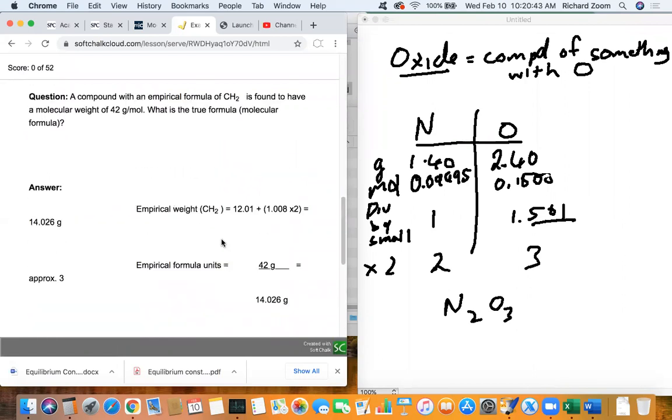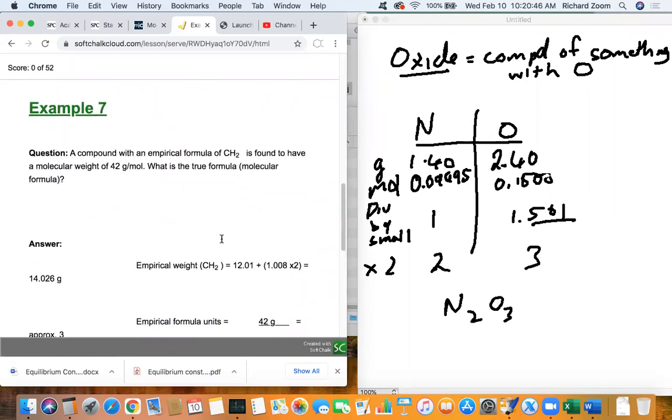Okay, let's look at the true formula. So when I'm finding an empirical formula, I don't know exactly what the formula is. All I know is that it's the whole number ratio. So if I had N2O3 as an empirical formula, it could be N4O6, or it could be N6O9, or it could be N8O12. I don't know, because there's one piece of information I don't have, and that's the molecular weight. But if I have the molecular weight of the compound and the empirical formula, then I can actually find the true formula of the compound.